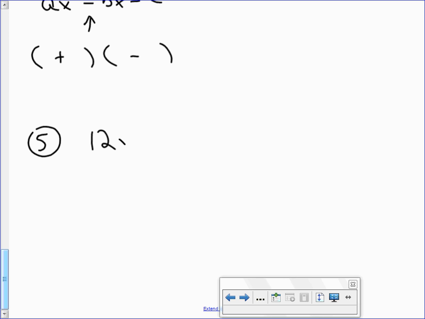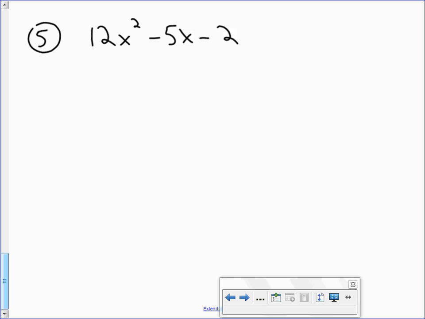All right, now I'm going to give you one that could possibly frustrate you. So this is still guess and check. This is a slightly harder guess and check. Okay?